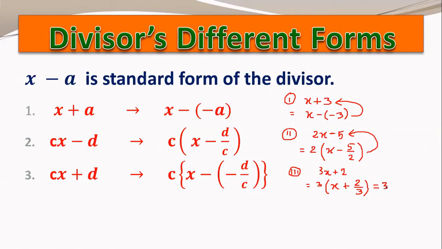thing. So we'll write 3 here. I would like to use a curly bracket, and x is already there. So first minus outside, and inside the small bracket, I'm going to write minus 2 by 3. And small bracket close and curly bracket also close. So in this way, here also our divisor has been converted in the form of x minus a, where the value of a is minus 2 by 3. So in this way, we can express any divisor which is in the form of cx plus d in our standard form.